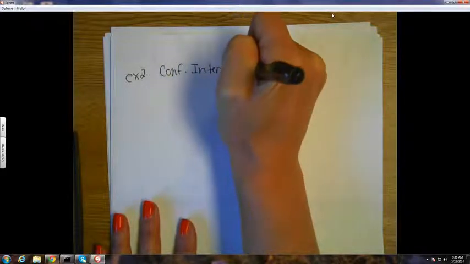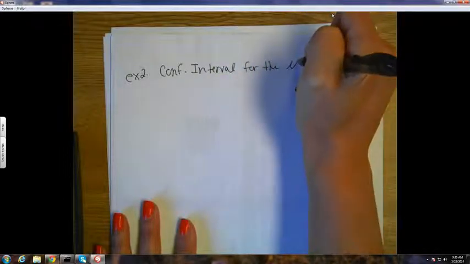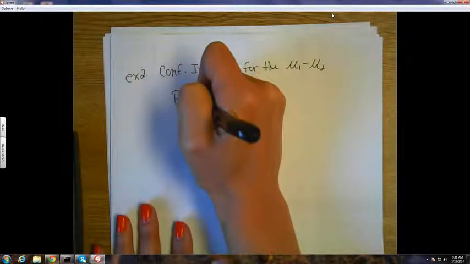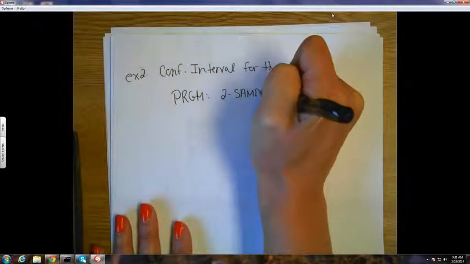Number 2 is a confidence interval for mu1 minus mu2, the difference in the population means. Because it's a confidence interval, what do you think the program is called? It's going to end in int. Is it 2 stamp Z int? It is 2 stamp Z int.